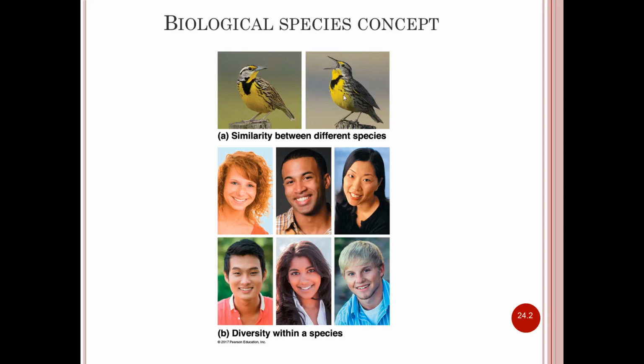So because they're not the same species, theoretically, they should not be able to mate. Here, even though you have 6 organisms that look very different from one another, they are members of the same species and therefore should be able to mate.